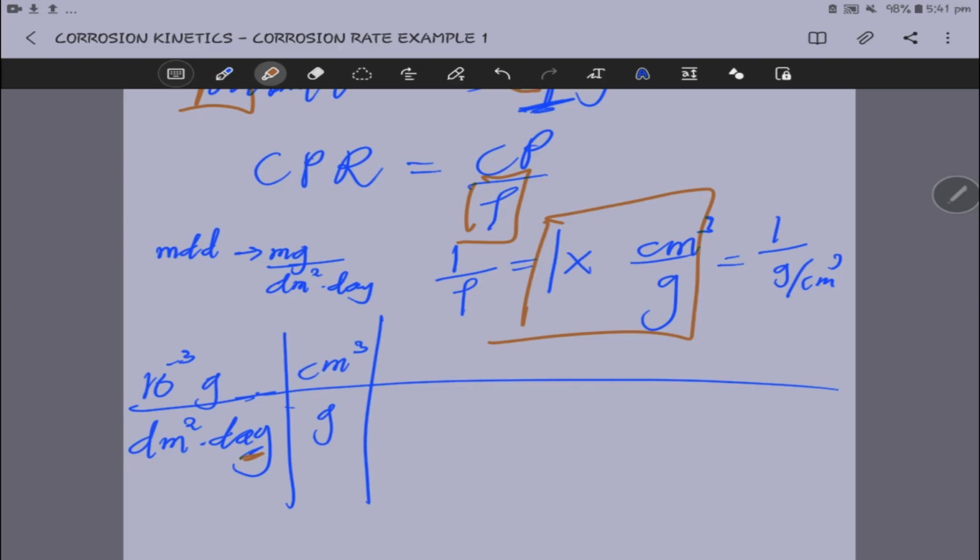So looking at what we have here, which is the MMD, right? What do we have to convert? So gram has been taken care of by this, right? This is the basic understanding for it. This is decimeter squared, right? This is centimeter squared, right?